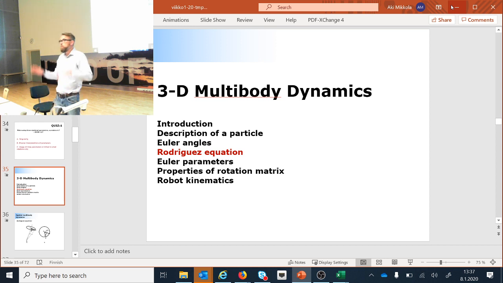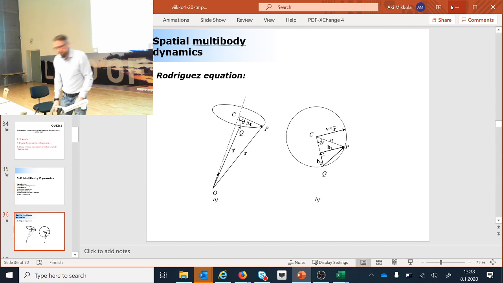And Rodrigues's equation is now a different story. Completely different story, nothing whatsoever to do with the Euler angles. Completely different thing. How does it go? It goes this way. To understand this, I need to use a stick.